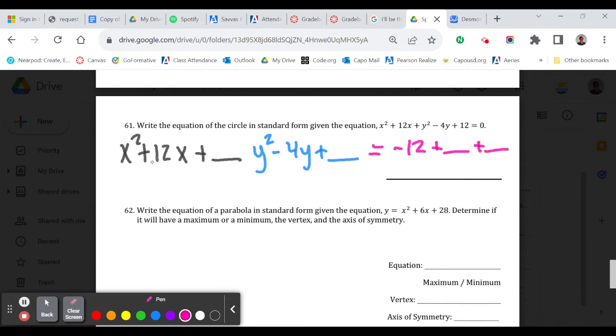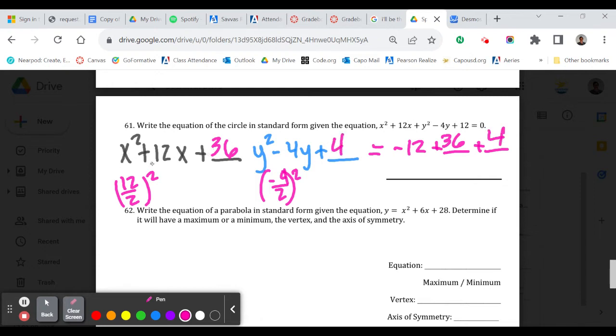So this is going to be b divided by 2 squared. So it is 12 divided by 2 squared. That's actually going to give me 36. Whatever I do to one side, do to the other. This is negative 4 divided by 2 squared. That's going to give me positive 4.